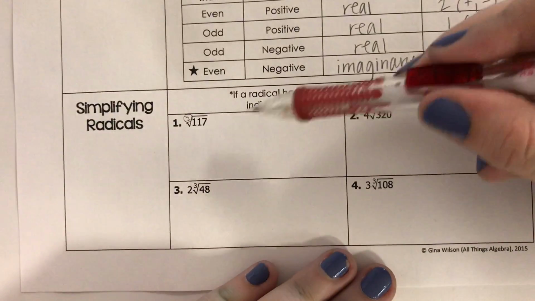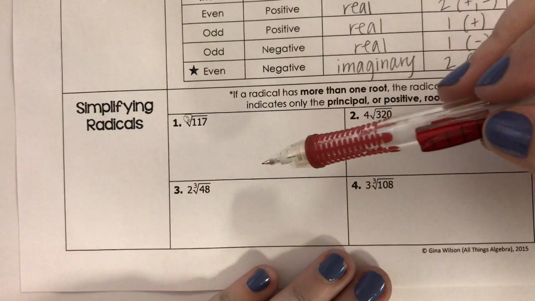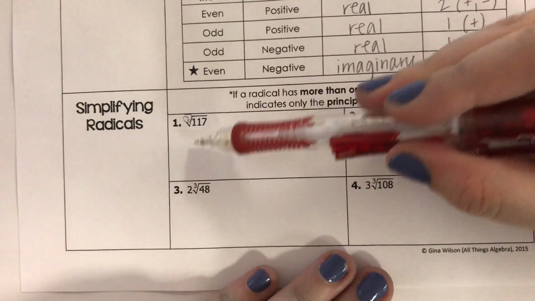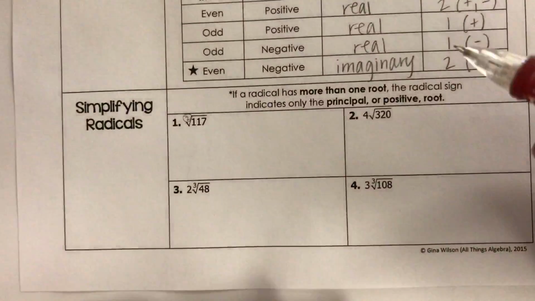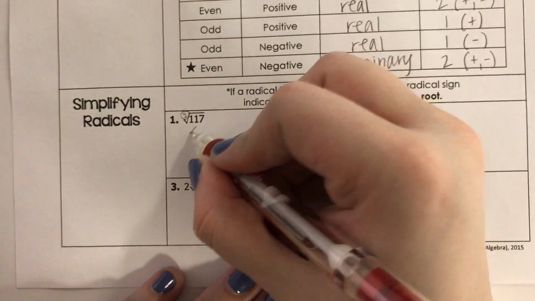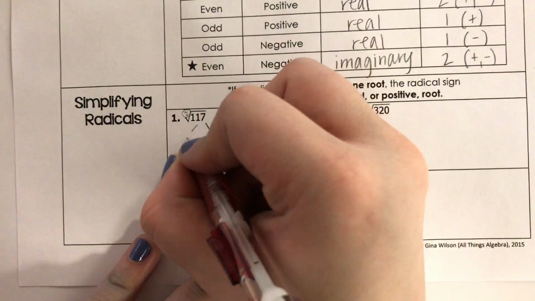Remember, before, when we were simplifying square roots, we tried to pull out a perfect square. And that's what our goal is, essentially. But I'm going to show you how to do this using factor trees. Okay? So what we're going to do is divide out prime numbers. So 117 can be divided by 3.